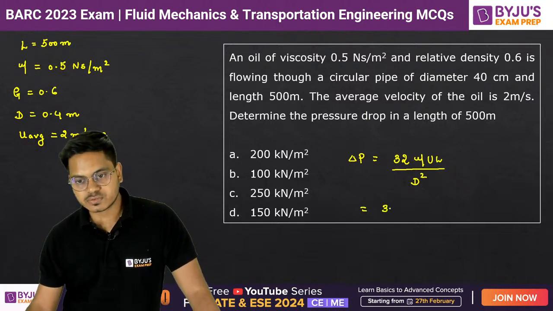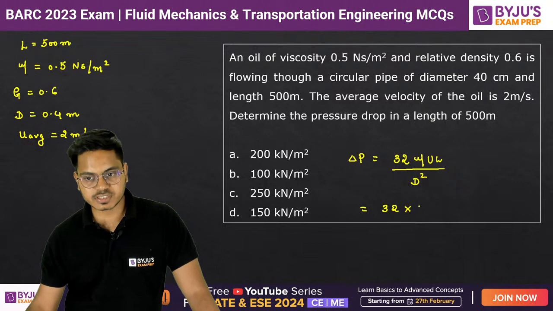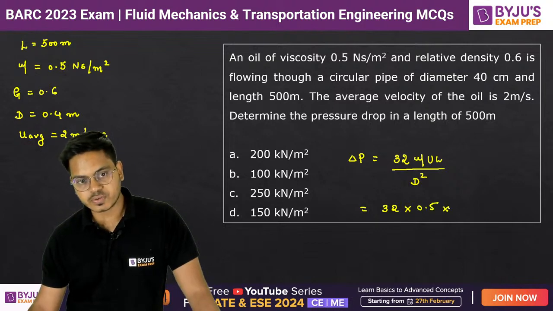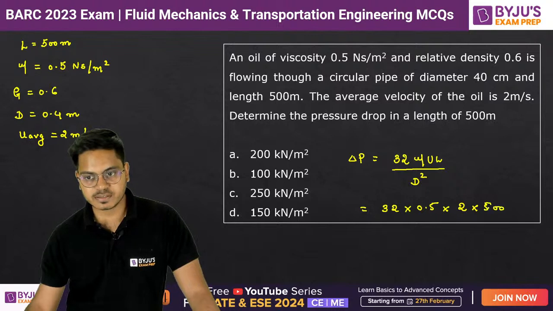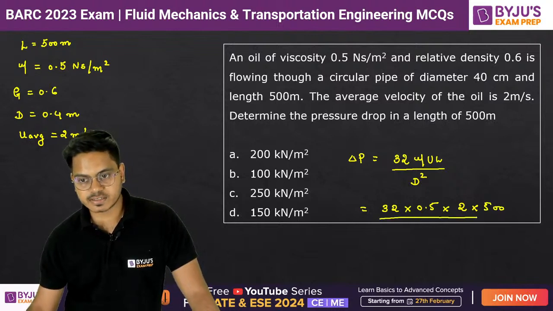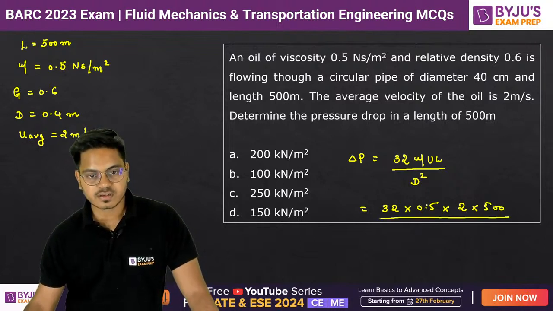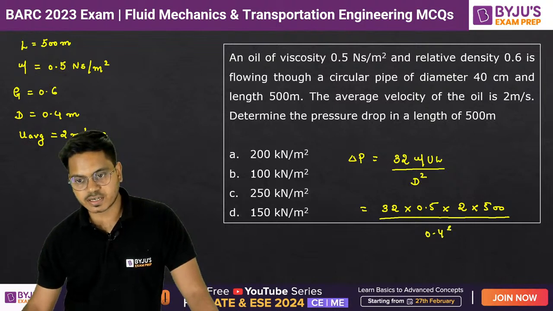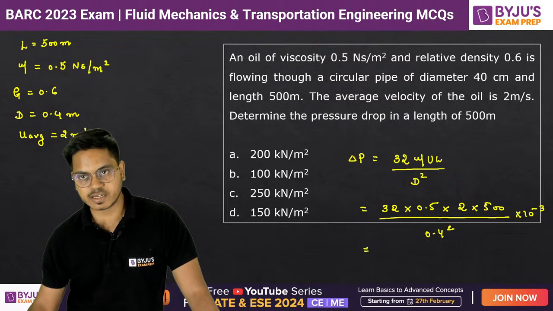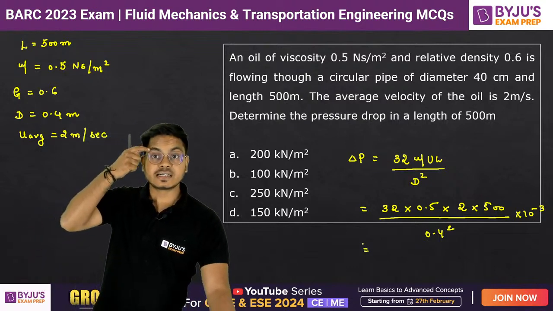So it is 32 into dynamic viscosity 0.5, into average velocity 2 meter per second, into length 500 meter, divided by diameter squared. The diameter is 0.4, so 0.4 square. I want this answer in kilonewton, so I'll also multiply by 10 raised to the power minus 3. How much is it? Quickly calculate and tell me.